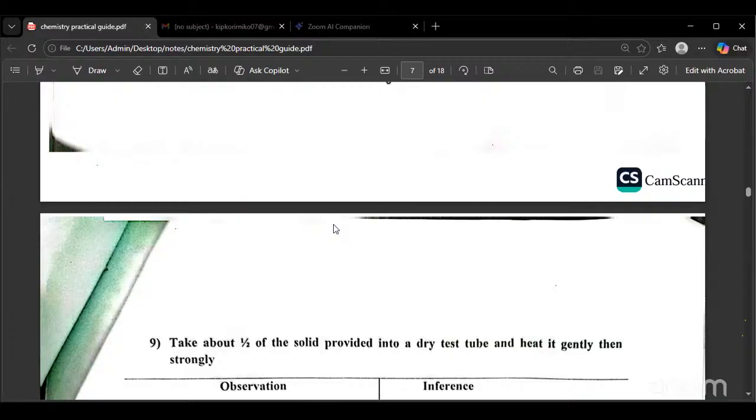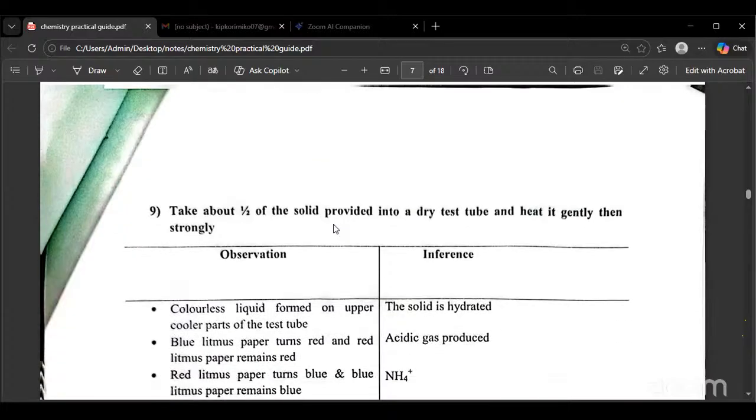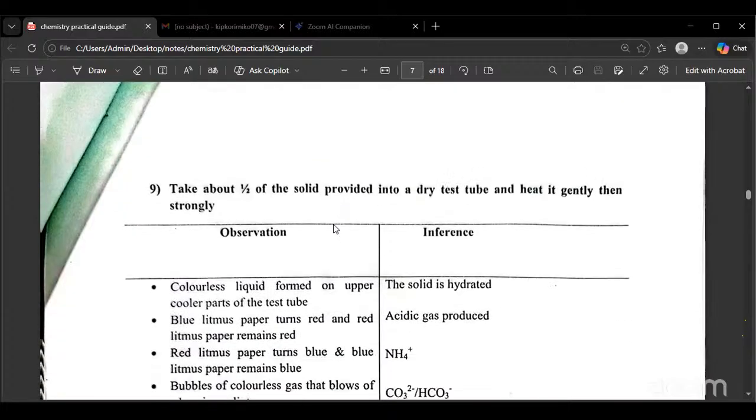Wanaenda fly. Now, this one now is what normally happens. The colorless liquid forms on the upper cooler parts of the tube, actually ina mingi. But people do not see, hawaoni huko juu, wanataka tu kuona huko chini. So we can say the solid is hydrated. So the water of crystallization imekuwa loose kwanza. That is why. So the difference is the hydrated solid.